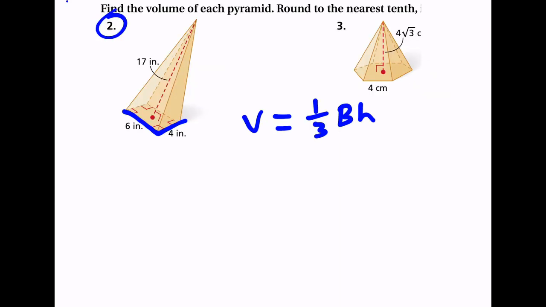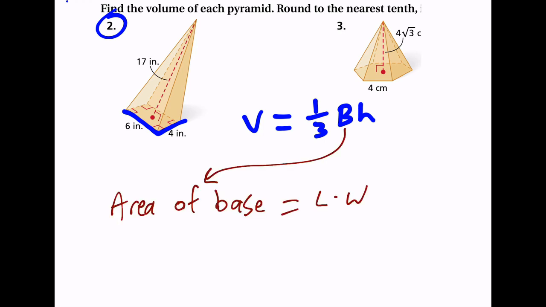For number 2, we're finding the volume of a pyramid. So our formula is 1/3 times the area of the base times the height. So to find the area of the base, that's what the capital B represents, we figure out what shape this is. Here it's a rectangle, so we use length times width to figure out the area. So we can replace that capital B with a 24.